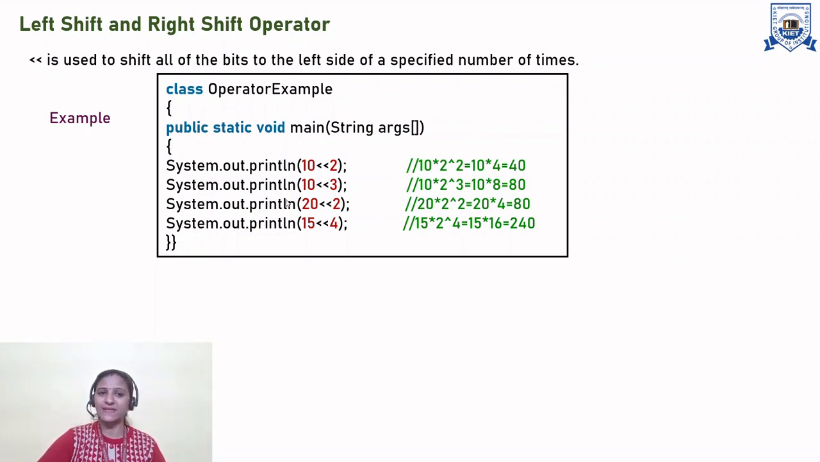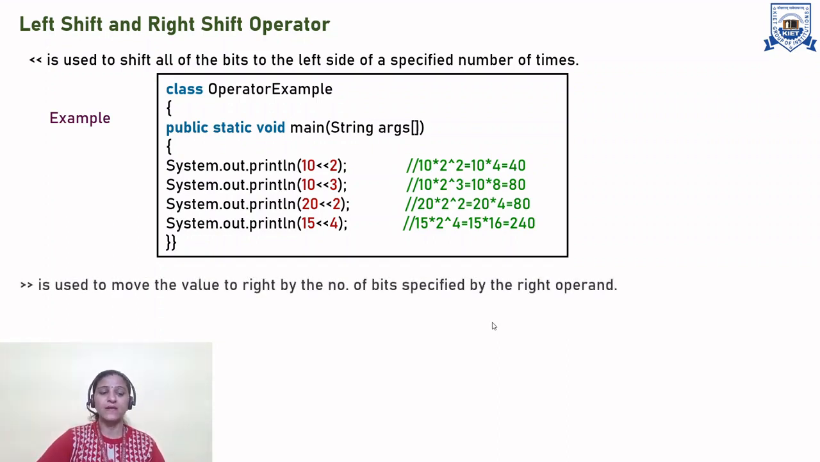In the next, 20 gets multiplied by 2 raised to power 2. That will be 20 multiplied by 4, 80. In the next, 15 multiplied by 2 raised to power 4. That will be 16. 15 multiplied by 16. That will be 240.